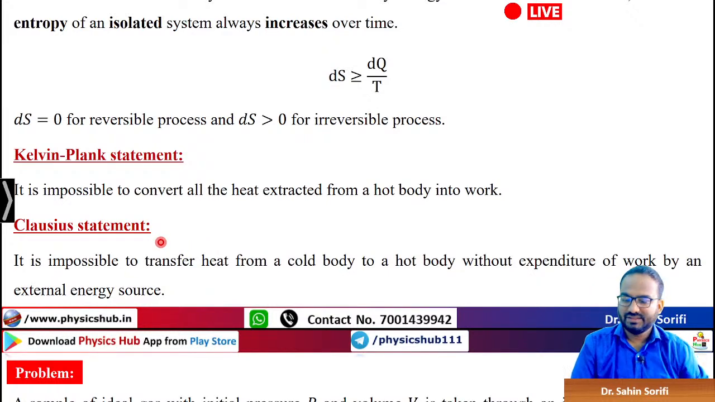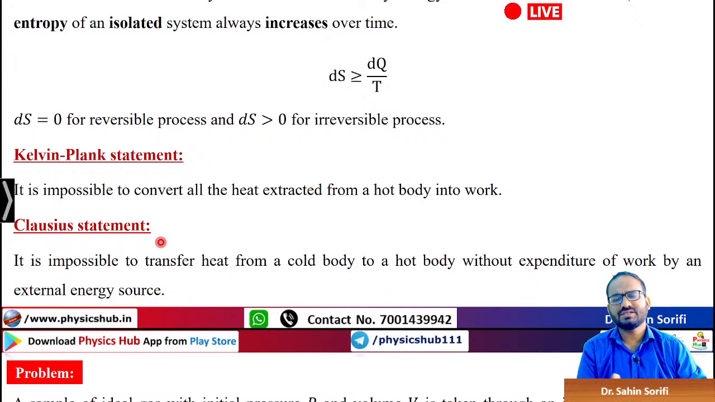Because if you consider a heat engine, or the steam engine, in the old days the train used to run by coal. So they used to burn coal and then the train was running. If you burn some coal, in addition to running the engine, some amount of heat is also wasted or goes to the environment. So you cannot convert 100% of the extracted heat to work.